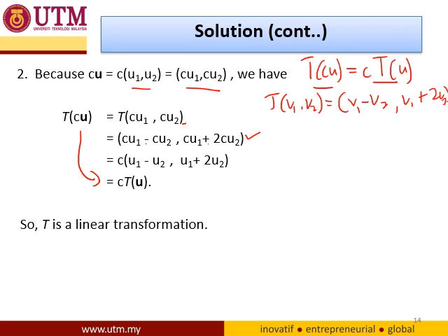Okay, so here is cU1 minus cU2, this is your V1 and V2, and then cU1 plus 2cU2. And when they extract out the c, they have U1 minus U2, U1 plus 2U2, and you will get your c multiplied by only the transformation of U. Okay, same as before.